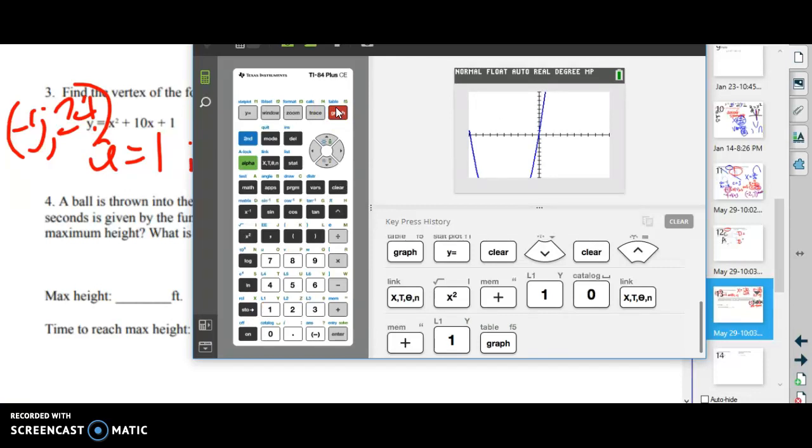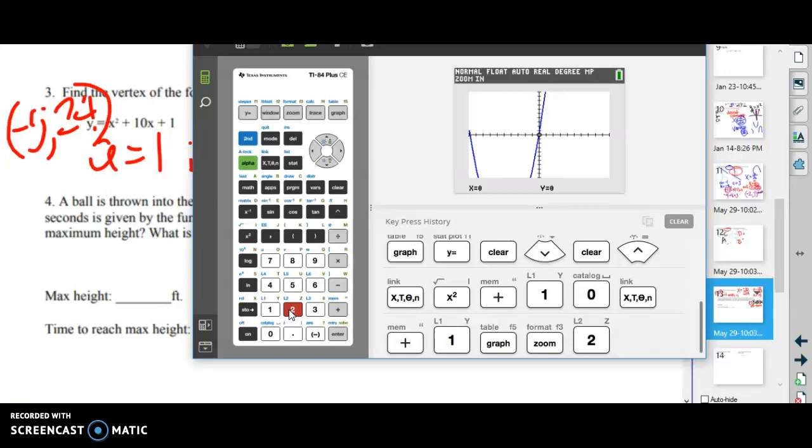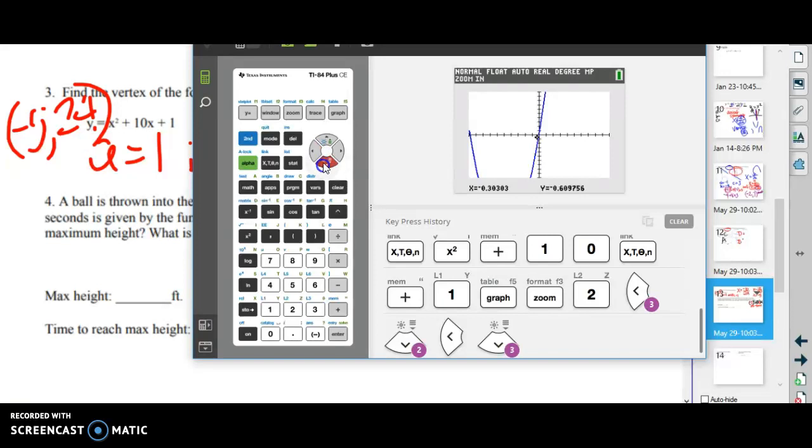Now in Desmos, you can just kind of flick it until you get there, but this, I'm going to hit zoom, and what I want to do is I want to zoom, well, let's try zoom in. Let's see what it tells me. Okay, so now, nope, that one's not going to help.